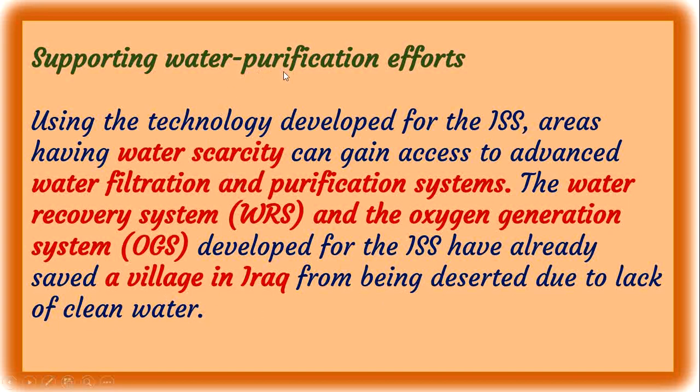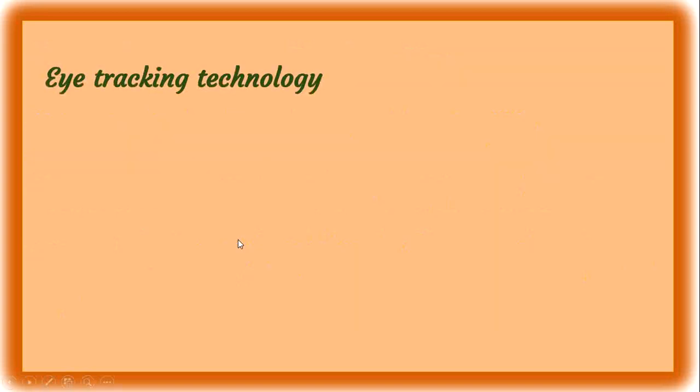So how does it support water purification efforts? This technology was developed by whom? The ISS. In areas having water scarcity, they have to set up advanced water filtration and purification systems. The water recovery system, that is the WRS, and the oxygen generation system, OGS, developed by the ISS, have already saved a village in Iraq from being deserted due to lack of clean water.